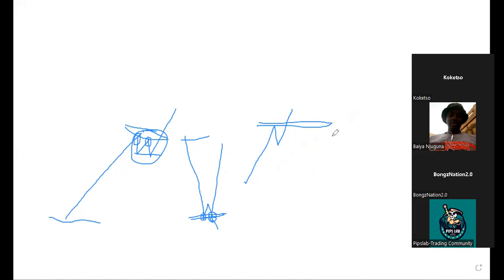Just a second, I'm admitting people here. Oh, why is my pen vanishing? So guys, this is our head and shoulder pattern. I don't know what happened with my pen.